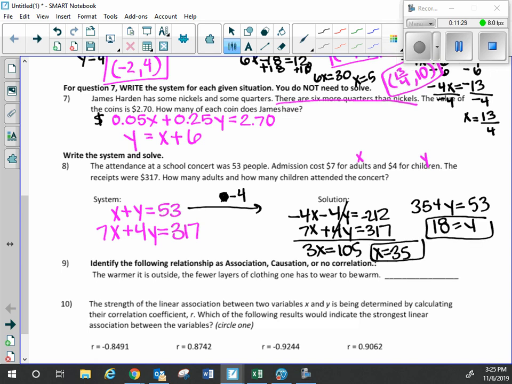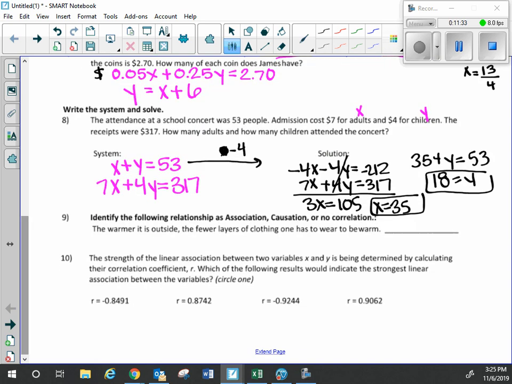Okay, association, causation, or no correlation. The warmer it is outside, so as temperature increases, the fewer layers of clothing one has to wear to be warm. So it's negative, but it's just a correlation. Some people are hot-blooded, so you cannot say it's causation. There definitely is a correlation, so we would call that association.